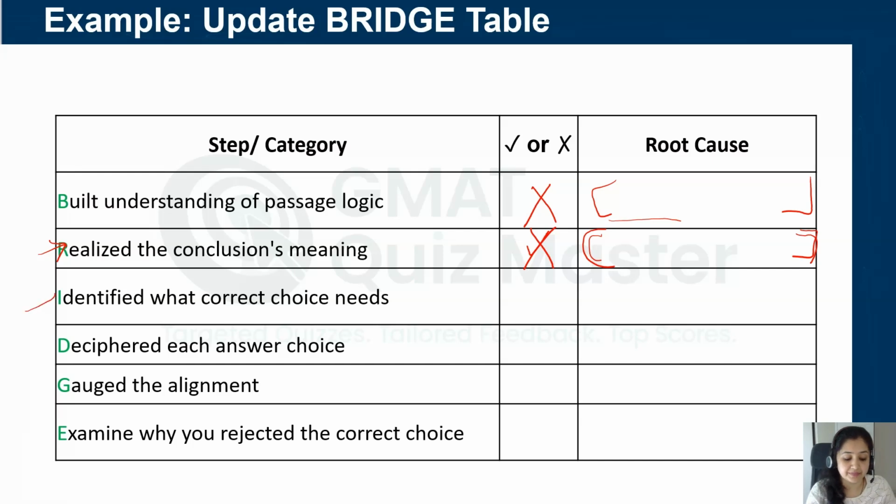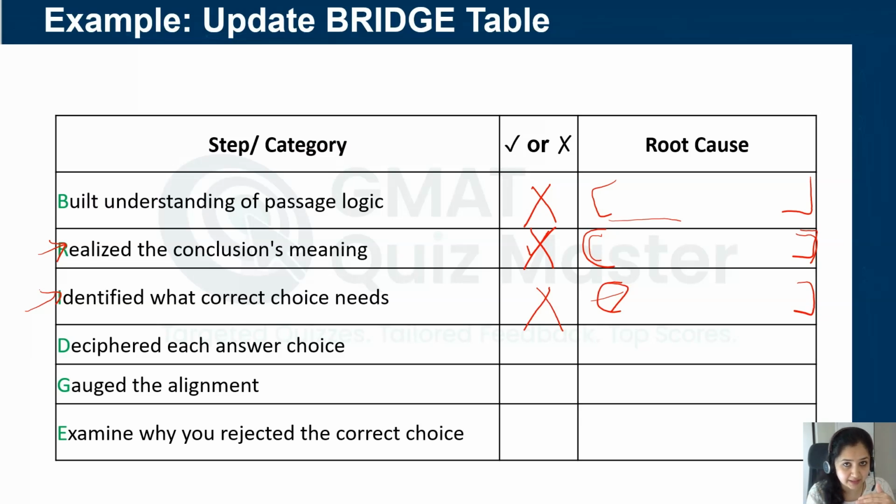Then, third step, identified what the correct choice needs. Now, it is possible that you did not even think about it. So, if that was the case, if you did not even think about it, mark a cross here and mention the exact thing here. Or maybe what you identified here was incorrect because your understanding of the conclusion was incorrect. So mention it here. I identified this incorrect information because I had not understood the conclusion properly, and that is why my understanding of what the correct answer choice needs to convey was wrong.